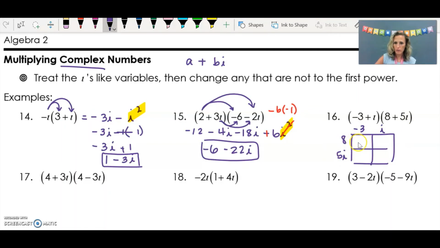And then in this box you'll be multiplying 8 times negative 3, and then 8 times i, and then 5i times negative 3, and then 5i times i, which gives you 5i squared. So you're going to eliminate your i squared and change the sign of that 5, because 5 times negative 1 is negative 5, and then you're ready to combine like terms. So negative 24 and negative 5 is negative 29, and negative 15i plus 8i is negative 7i.